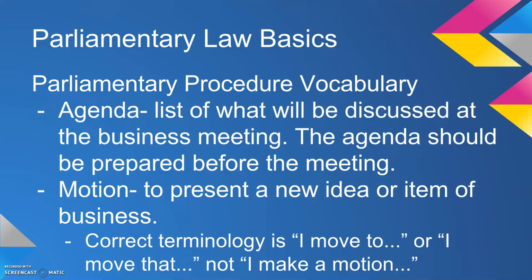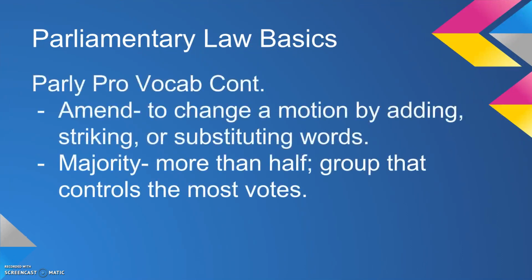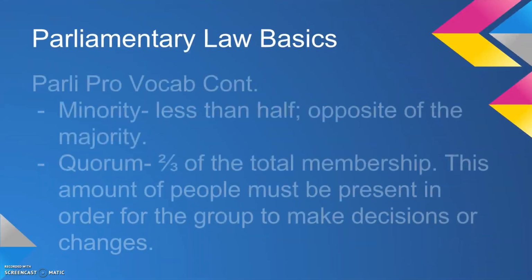You say I move, either I move to or I move that, one or the other. To amend, so this means to change a motion by striking, adding, or substituting words. So you're changing it in some way, shape, or form. A majority, this is more than half, okay, so one more than 50%. And this is the group that controls the most votes. Now that group can be made up of different people depending on what the motion is, but regardless, if you have a group that is one more than 50%, they are the majority.